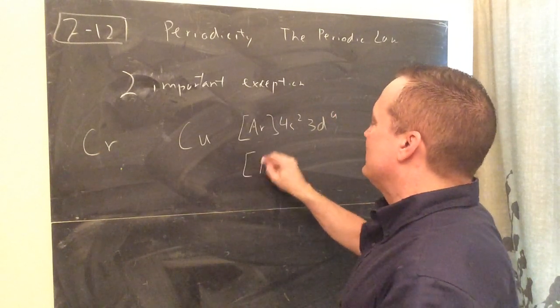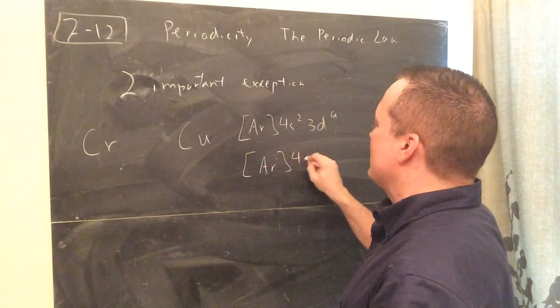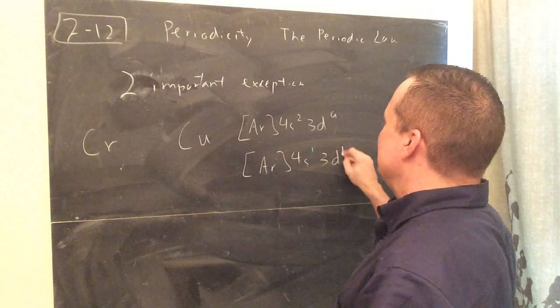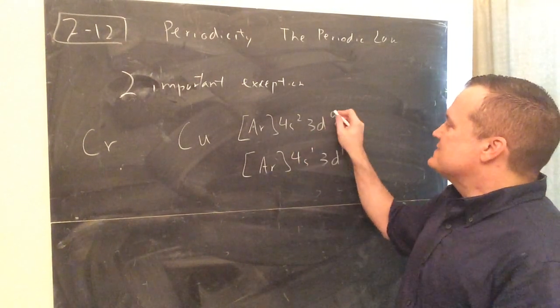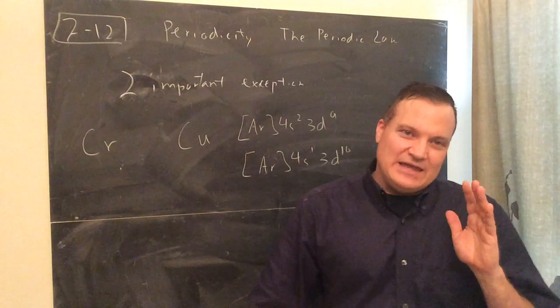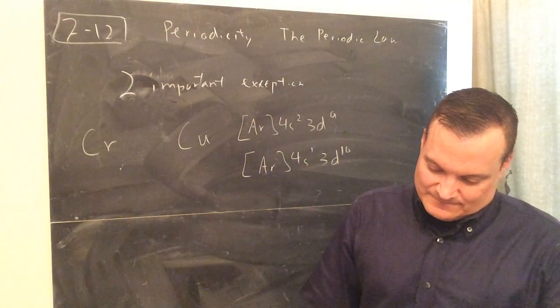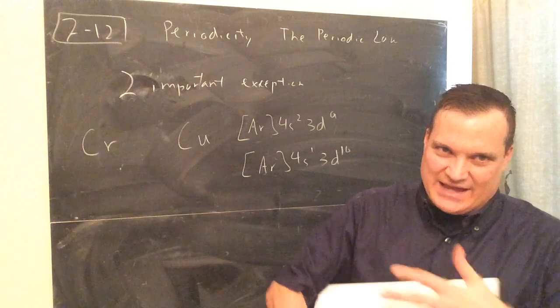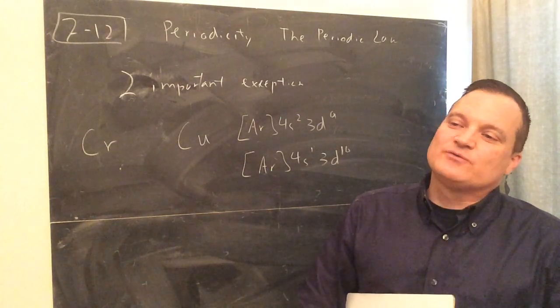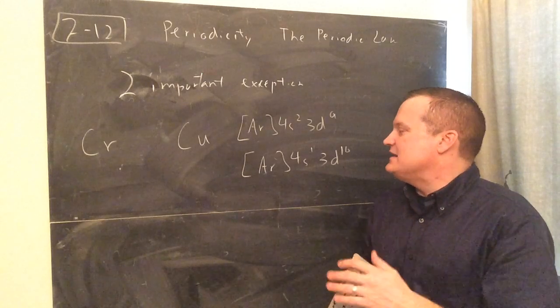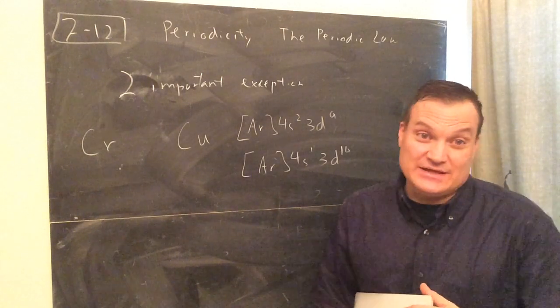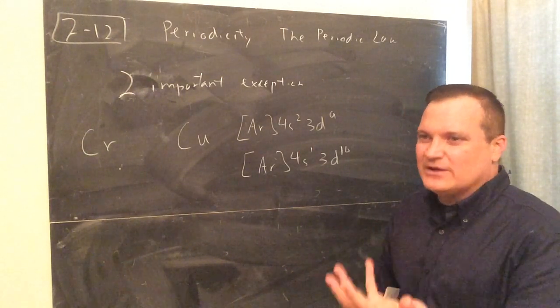However, the real one is argon 4s1 3d10. Aha! So copper is 4s1. So the thing is, if an element has a chance, it would rather have a half full D system or a completely full D system. There's something more stable about that.